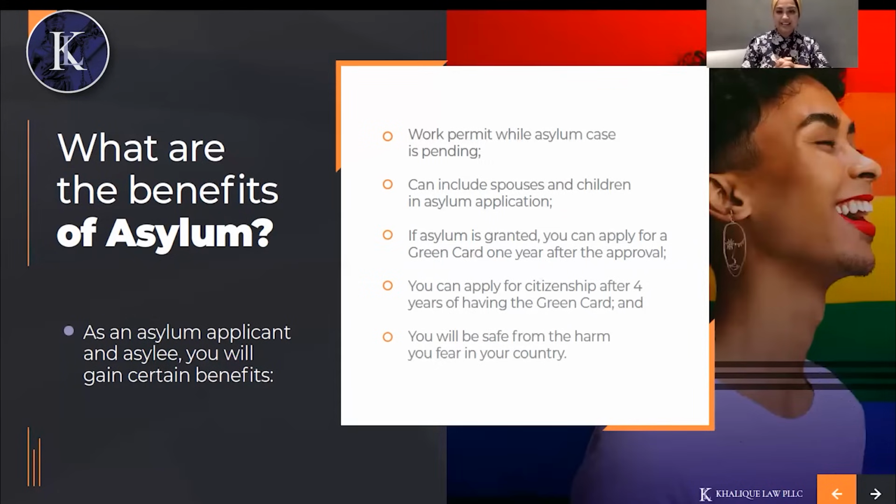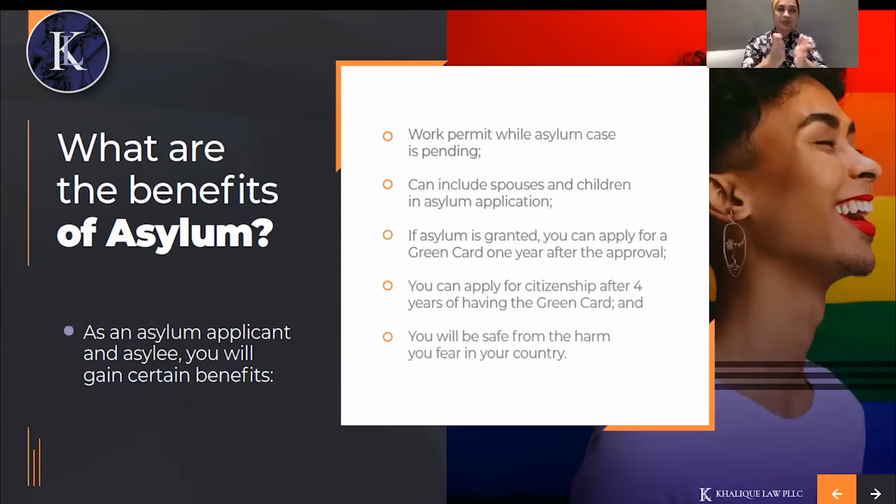If you do get asylum, you can apply for your green card 1 year after approval. And that's the best benefit because it means that you can get permanent residency in the United States. And then after 4 years, this is really, really nice because we add the extra year of waiting between when you get your asylee status and applying for the green card to meet the 5-year USCIS requirement for citizenship.